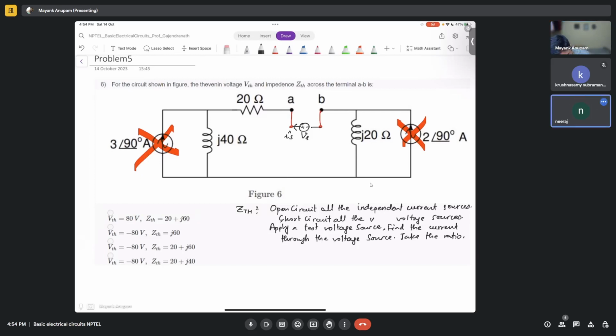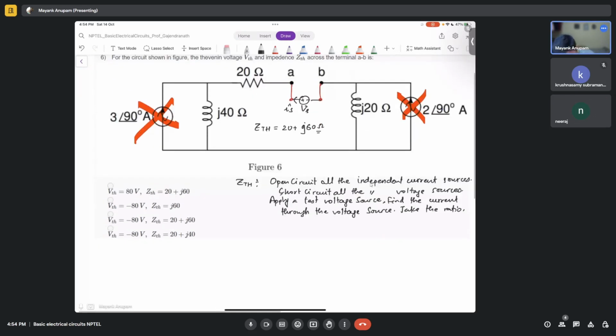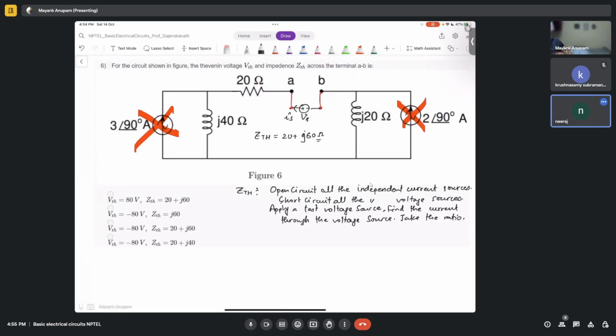All the three guys are in series, right? Series. So what is ZTH? 20 plus j40 plus j20, which is j60 ohms. Okay? And what is VTH?